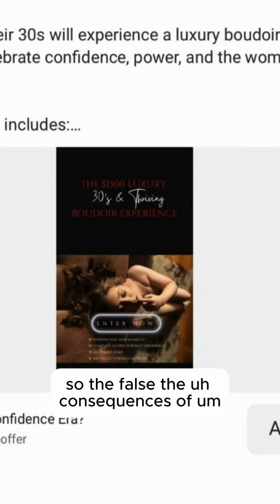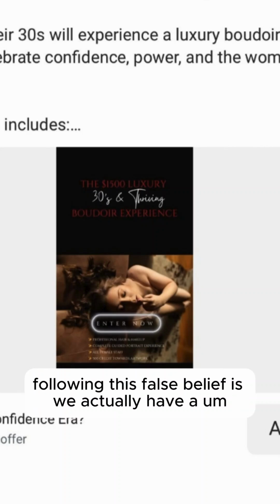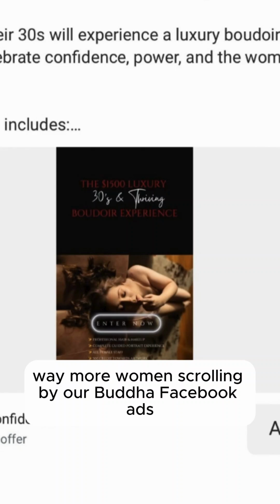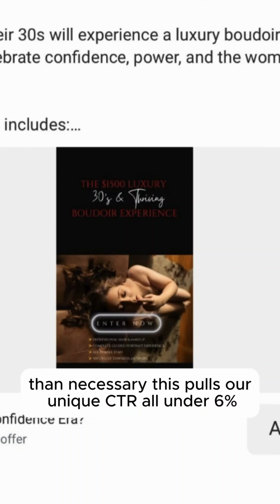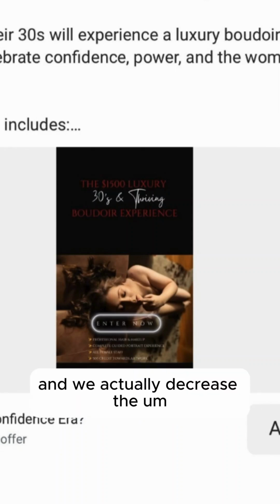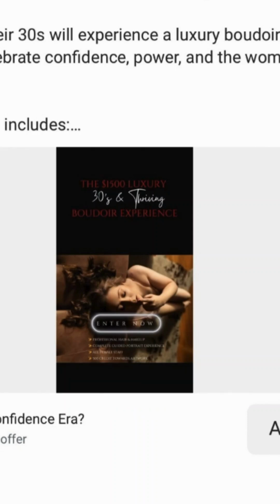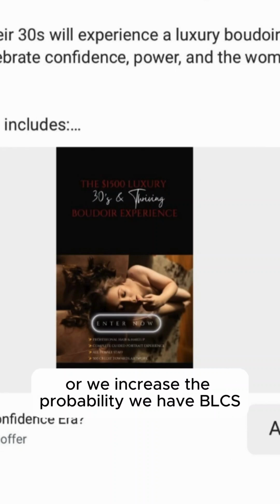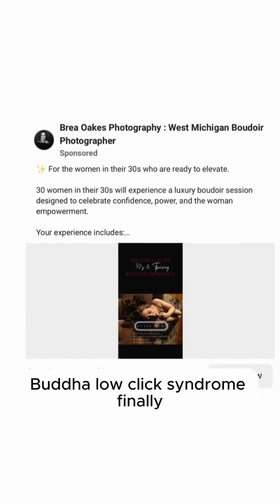So the consequence of following this false belief is we have way more women scrolling by our Boudoir Facebook ads than necessary. This pulls our unique CTR under 6%, and we increase the probability we have BLCS, Boudoir low click syndrome.